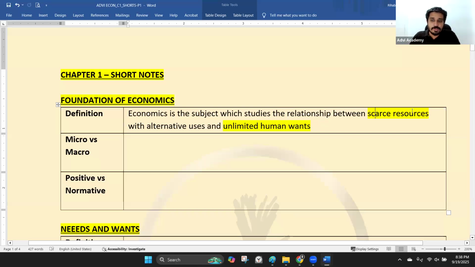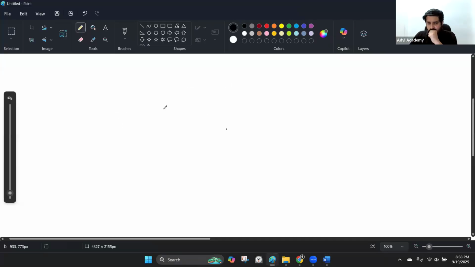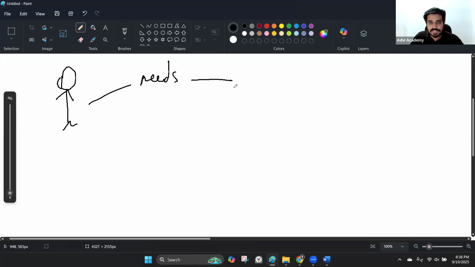Now, what do you mean by scarce resources and what do you mean by unlimited human wants? Let's quickly learn that. We will learn this again in the next section, but this entire section is about these two only. Think about this, right? As humans, we have our needs. What do you mean by our needs? What's the most important need for you? You have food, right? Without food, you will die. Food and water both, so include both of those as your need.